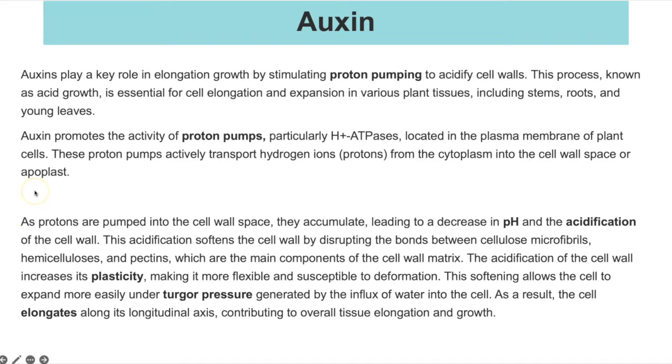And as protons are pumped into the cell wall space, they accumulate, leading to a decrease in pH, which is the acidification of the cell wall. This acidification softens the cell wall by disrupting the bonds between cellulose microfibrils, hemicelluloses and pectins, which are the main components of the cell wall matrix. That acidification of the cell wall increases its plasticity, making it more flexible and susceptible to deformation. This softening allows the cell to expand more easily under turgor pressure, generating the influx of water into the cells, and as a result, the cell elongates. And that's how we get that cell elongation.